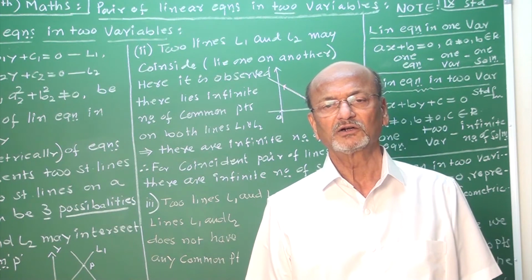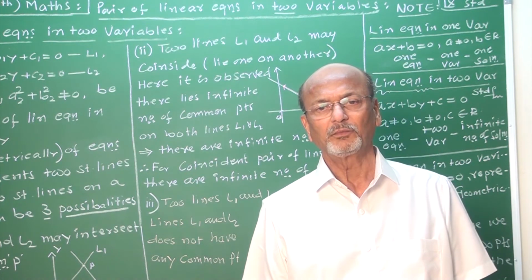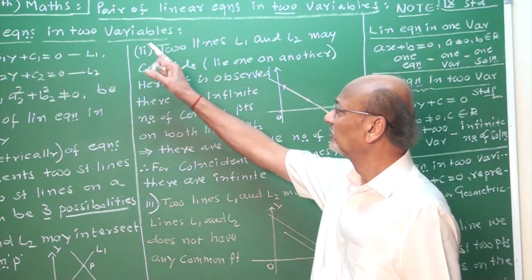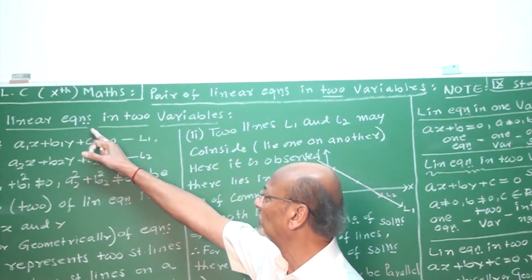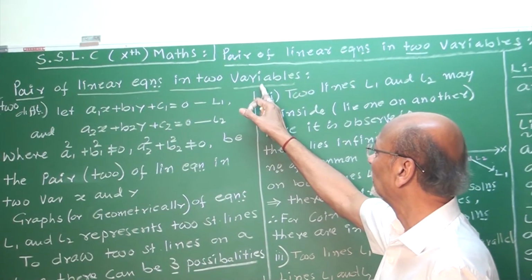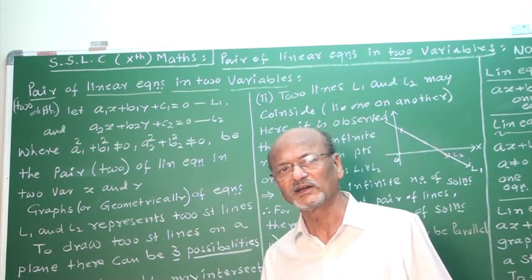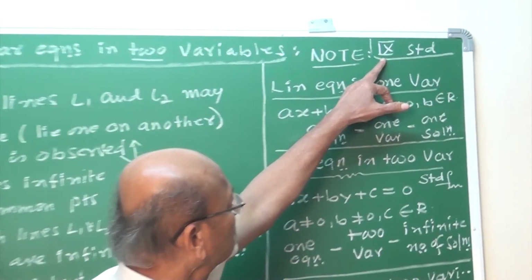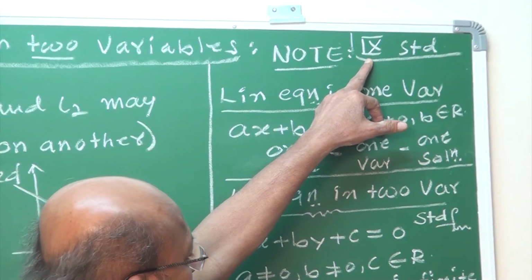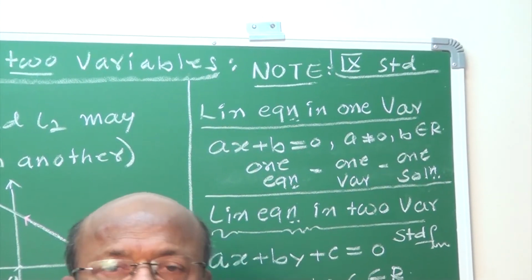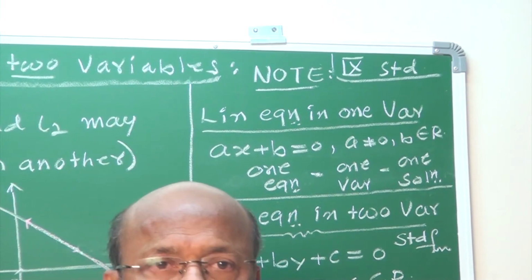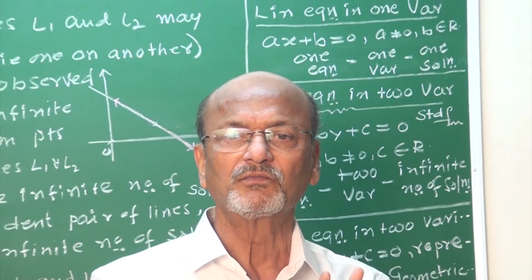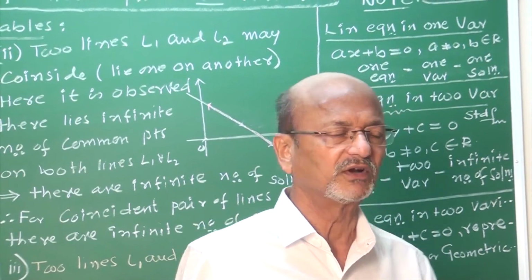Now my friends, we are doing the pair of two linear equations, pair of linear equations in two variables. Before that, my friends, we have studied these things, the portion covered in ninth standard. In the previous video, that is the beginning part, I have just reminded everything we have done in case of what? Straight line. Yes, my friends.